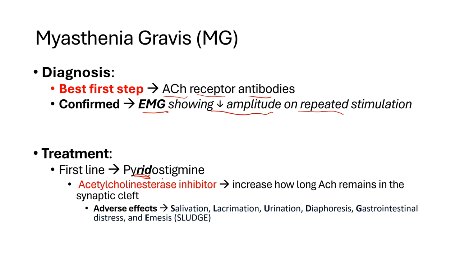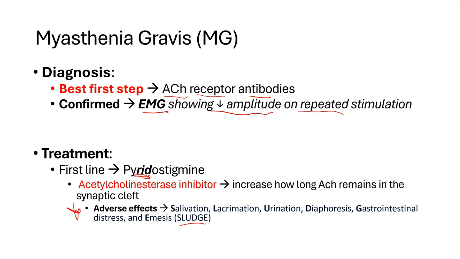A mnemonic to help remind you of what the adverse effects are is SLUDGE. Salivation, lacrimation, urination, diaphoresis, GI, and emesis. It essentially makes everything run. It makes everything watery. Watery eyes, vomiting, diarrhea. That is what acetylcholinesterase inhibitors do. Understand the adverse effects and understand that pyridostigmine is first line.